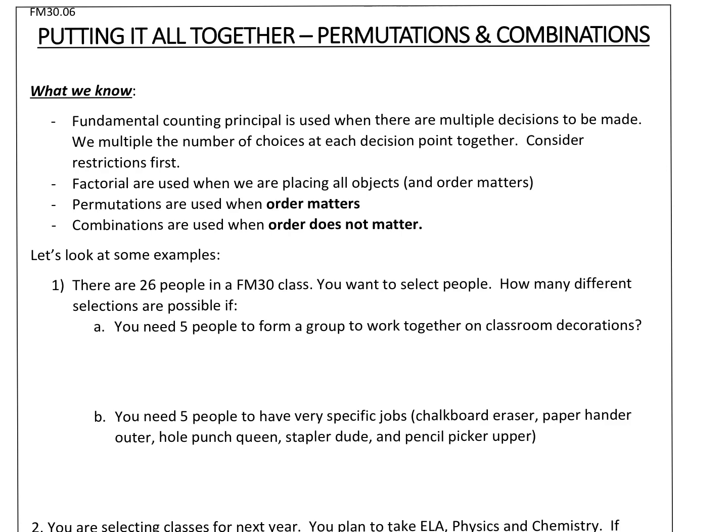Okay, so we know that we can use the fundamental counting principle when there are multiple decisions to be made. So if I'm choosing digits for a number or if I'm putting people in line for a photograph, we multiply the number of choices at each decision point together, and we want to always consider the restrictions first. So if it's a number that has to be even, you want to make sure you go to that last digit and make sure that's even and then place the other ones.